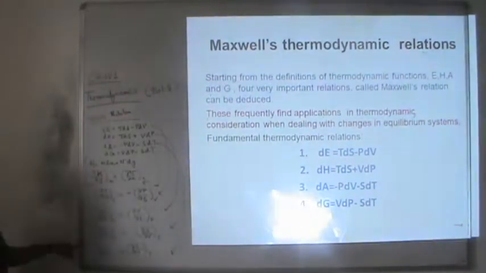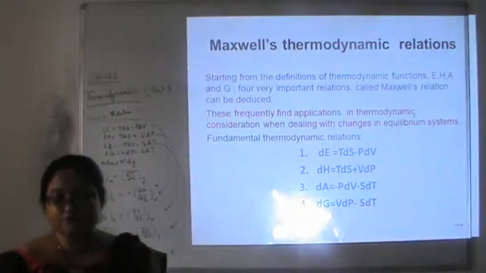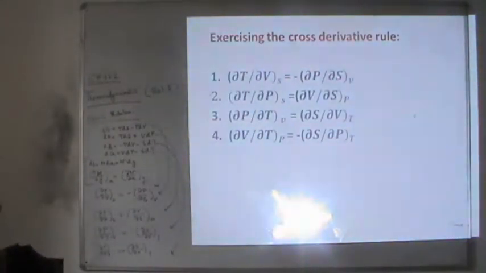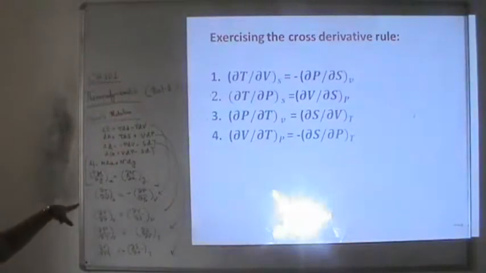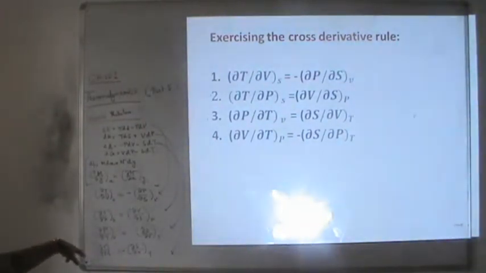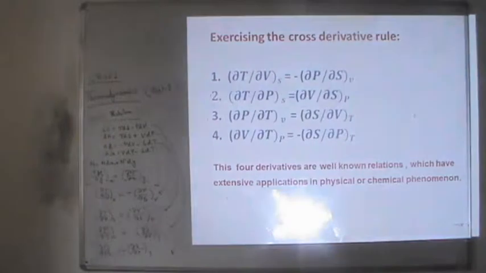So these are the four differential forms, and these are called the four Maxwell's relations. Del T by del V at constant S is equal to minus del P by del S at constant V. Del T by del P at constant S is equal to del V by del S at constant P. Del P by del T at constant V is equal to del S by del V at constant T. And del V by del T at constant P is equal to minus del S by del P at constant T. These four derivatives are well-known relations which have extensive applications in physical and chemical phenomena.